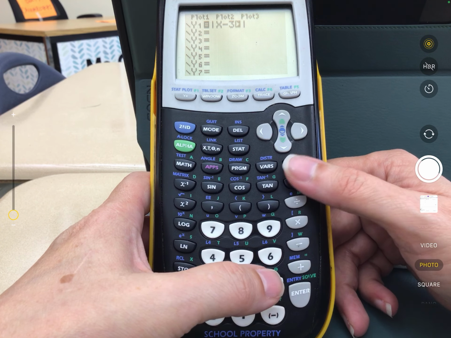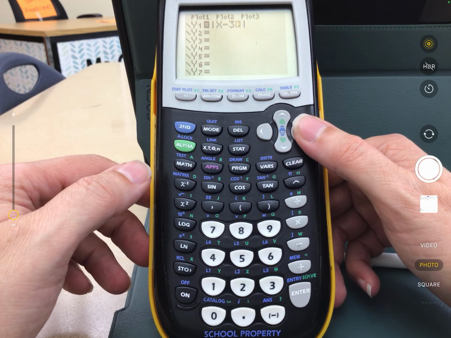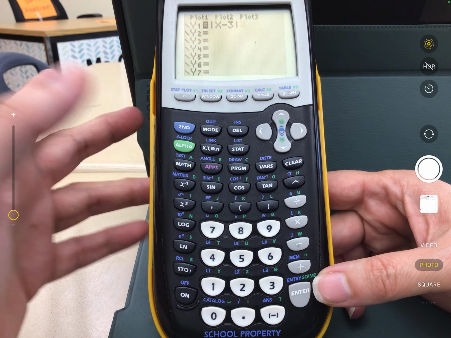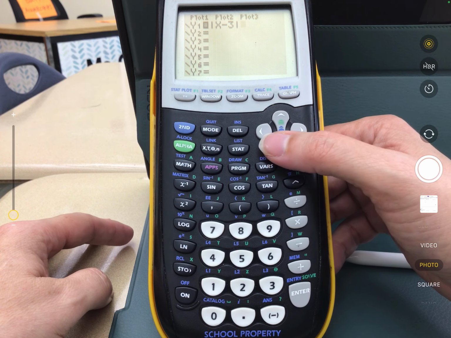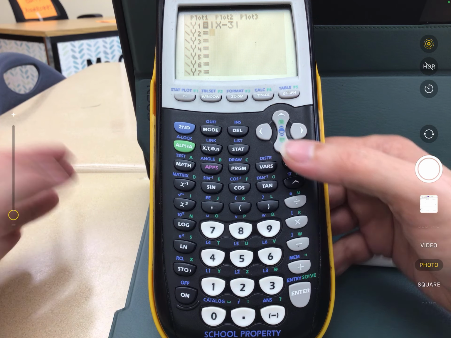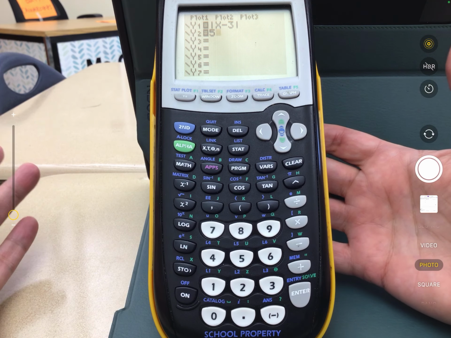x minus 3. And then end the parenthesis if it says ABS, and it doesn't. This one is a newer one, so it gives me the absolute value bars. So that's my y1. That's the left side of my equation. And then I'm going to put in my right side. It happens to just be 5. Now, it could be anything.